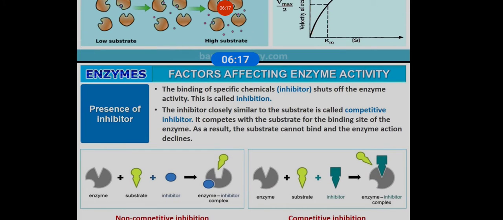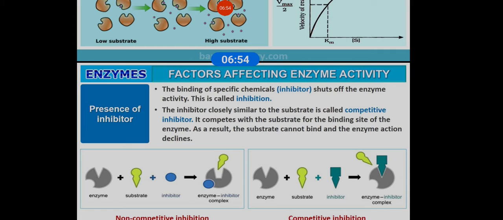Now what is there? The binding of specific chemicals is called an inhibitor. They shut off the enzyme activity, and the process is called inhibition. If there are inhibitors, then they reduce the activity of the enzyme, though they must not be present. If they are present, they are going to affect the activity of the enzyme, and then the enzyme will not be able to do its work.